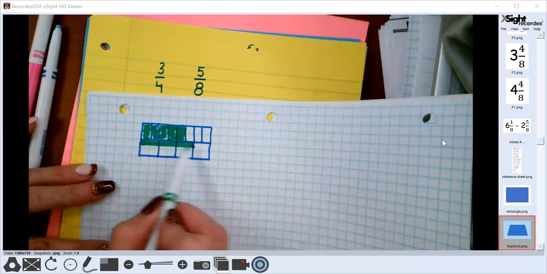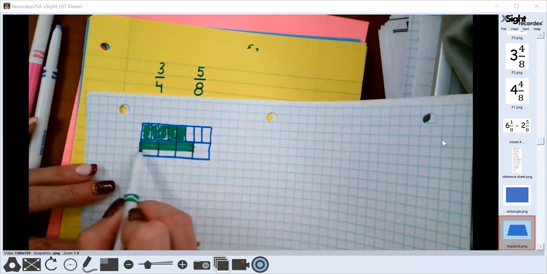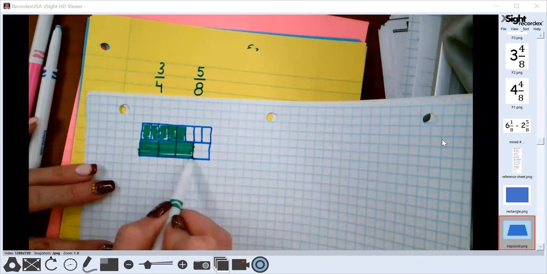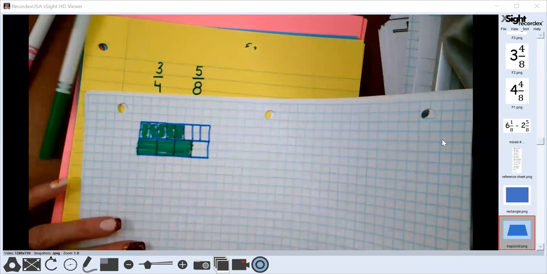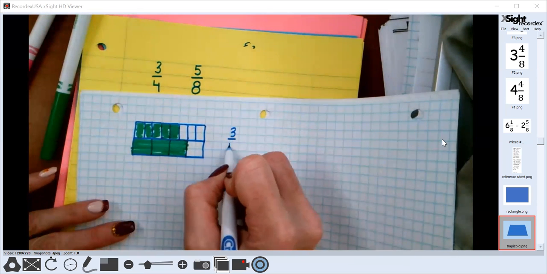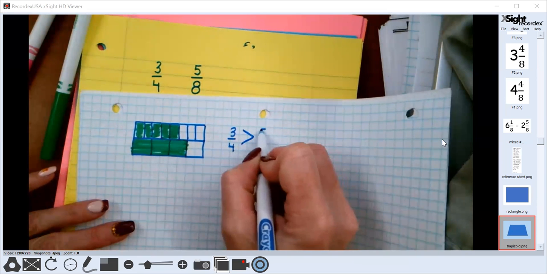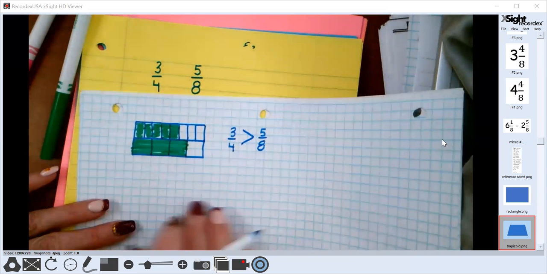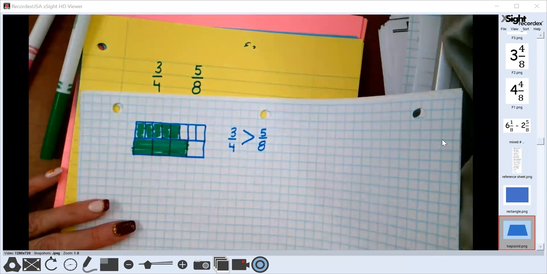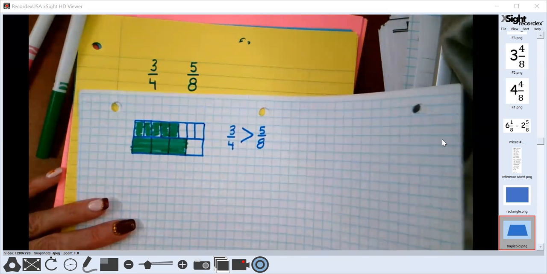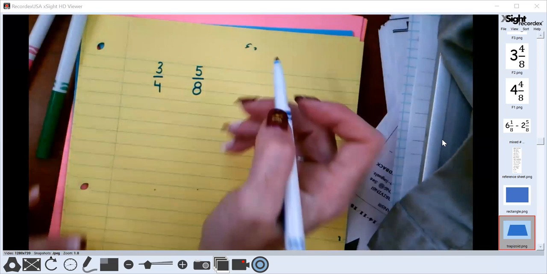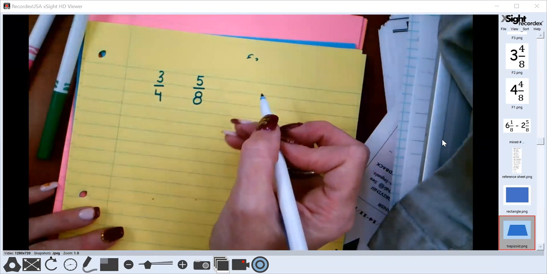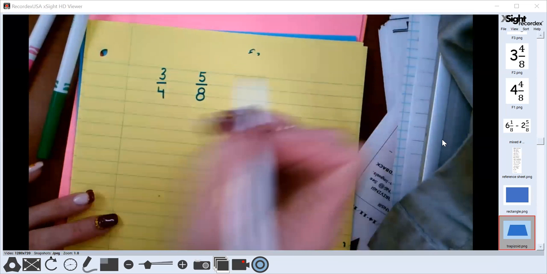Now, based on this model, I can definitely see that 3/4 is greater than 5/8. But models aren't always that easy. Models aren't always this easy where they evenly split and it's super easy to make the models. You could have something that's in thirds and fifths, and that's not very easy. So we use the strategy of creating like denominators and like numerators.